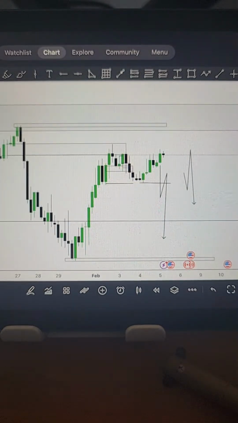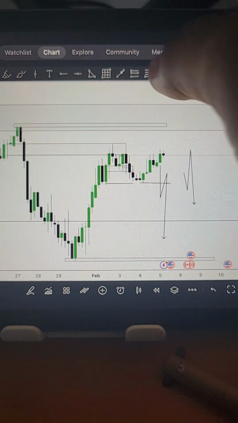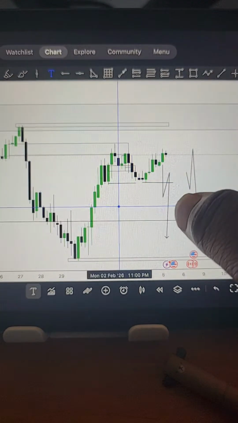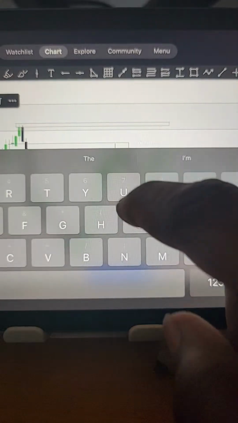So this is USD CAD. I'm analyzing USD CAD now. So a view on what is going on in USD CAD.